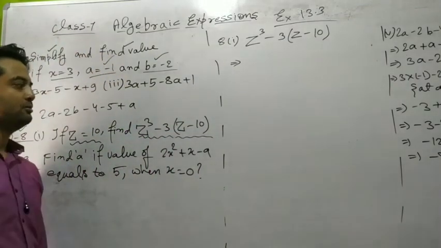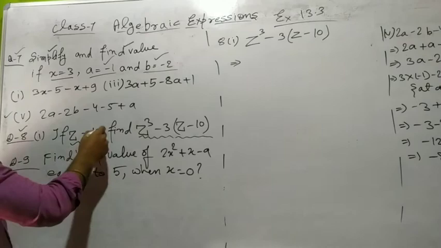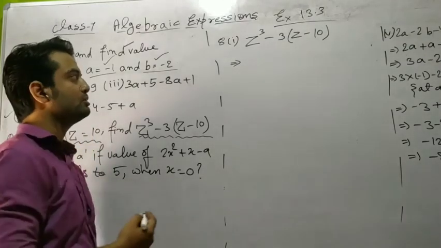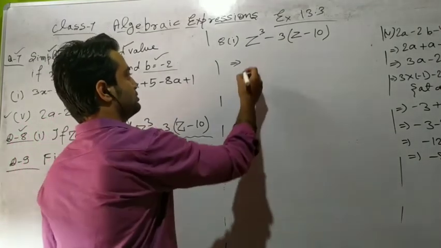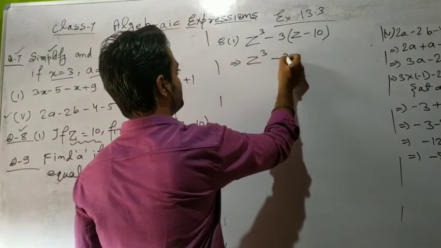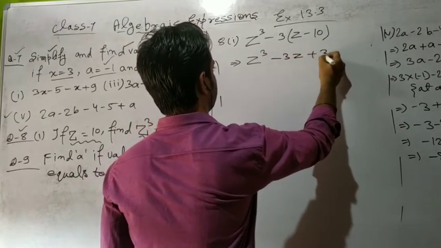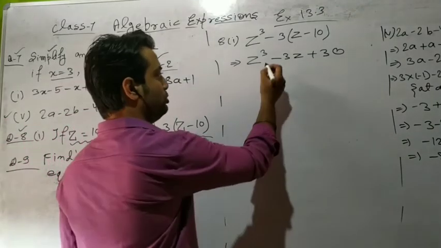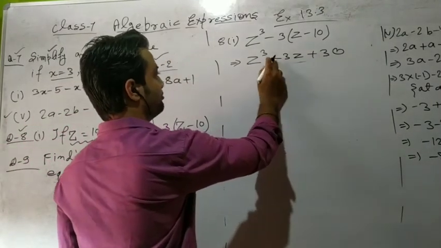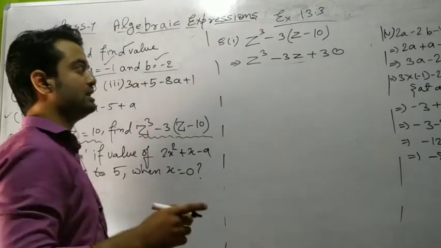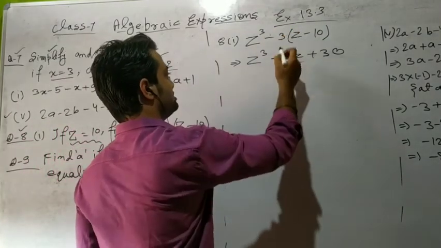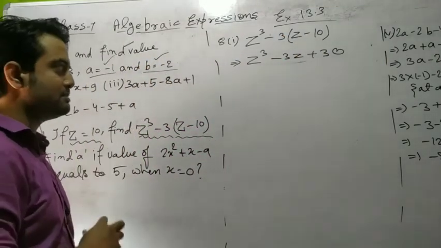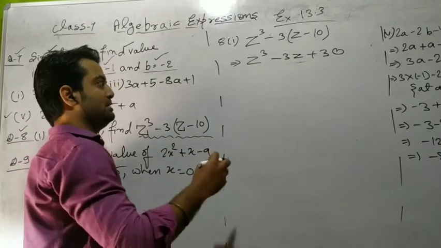So now we can put the value directly also, or we can leave it as it is. So first let us simplify this. So it will become z cube minus 3z plus 30. While multiplying, be very clear, because if you do the signs wrong, then your answer will not be correct. Make sure that you are multiplying correctly. Negative into positive, negative; negative into negative, positive. Okay? Step by step, easily, one by one multiply.